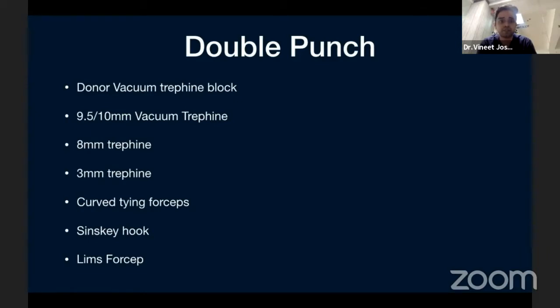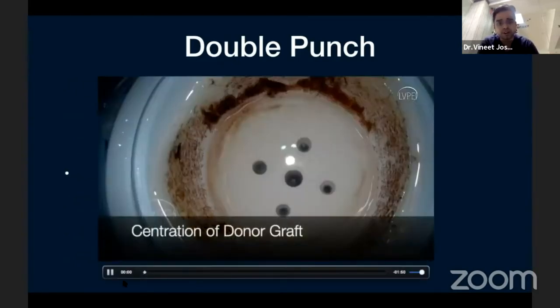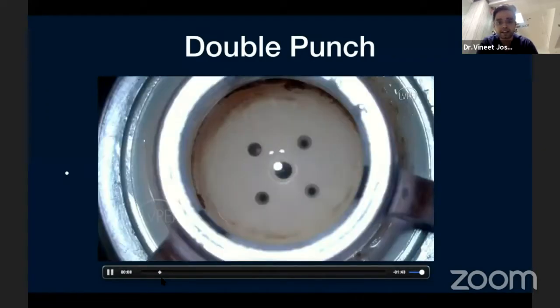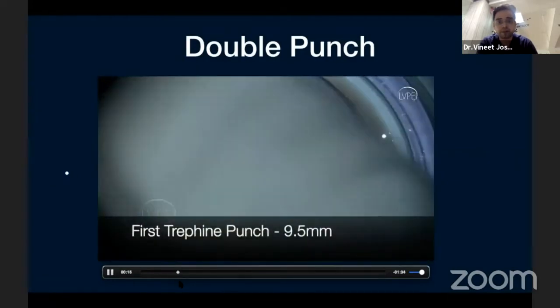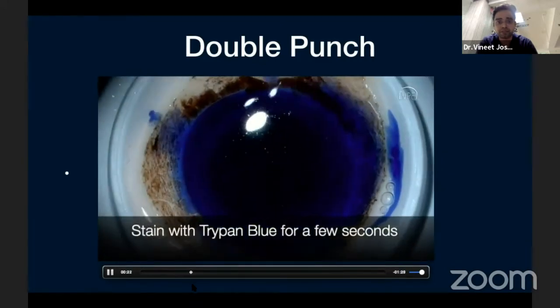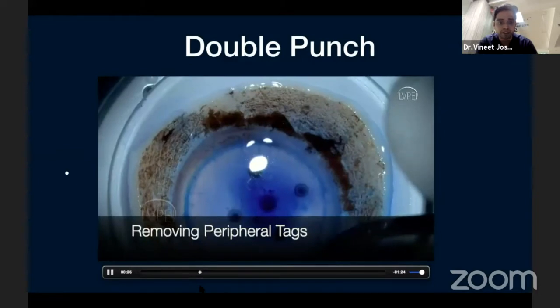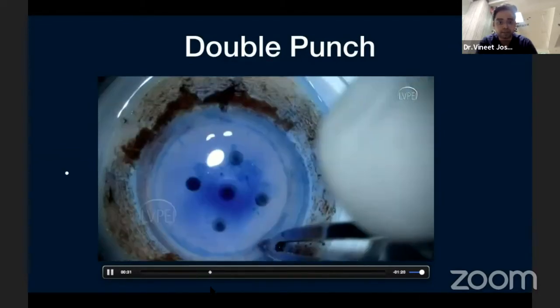But I'll take you through the one that I prefer, which is double punch, where we have two punches, mainly 9.5 and 8 mm in size, which we use along with a curved tying forceps. Here it's important to center the graft first and then take a 9 mm trephine and just give a gentle tap. Avoid a through and through punch here, then stain for a few seconds, which will give you a perfect rim where you have pushed the trephine through, and then start stripping off the DM tags.